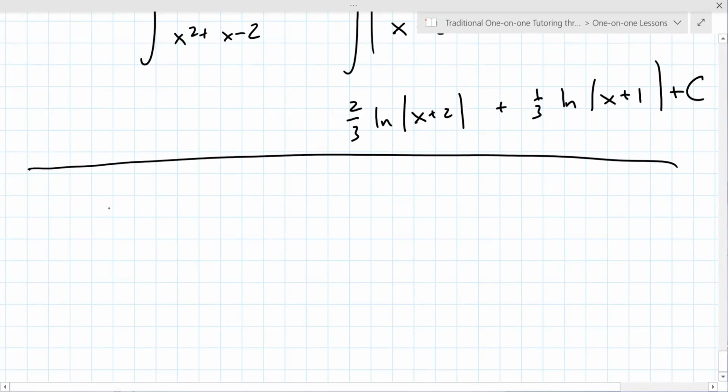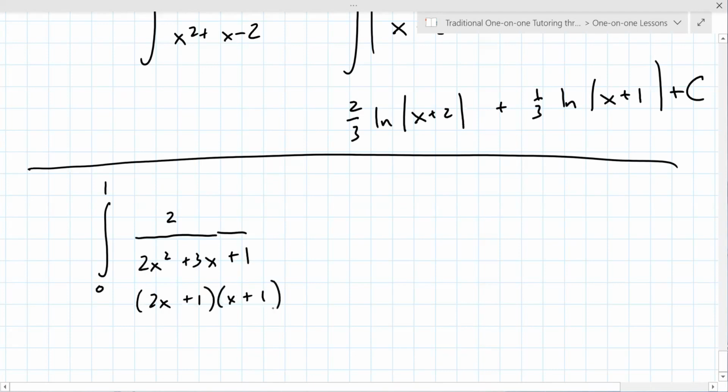Can we do one with bounds on them? Sure. Okay, it's the integral from 0 to 1 of 2 over 2x squared plus 3x plus 1. So the bottom, you've got to factor, as quickly as you can there. So this becomes a over 2x plus 1 plus b over x plus 1.